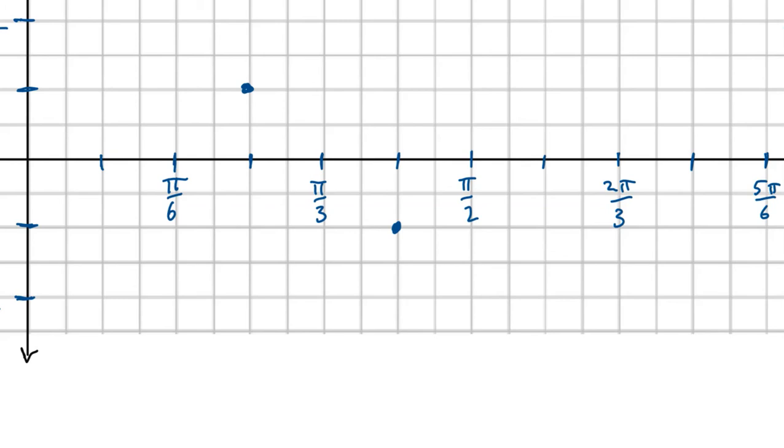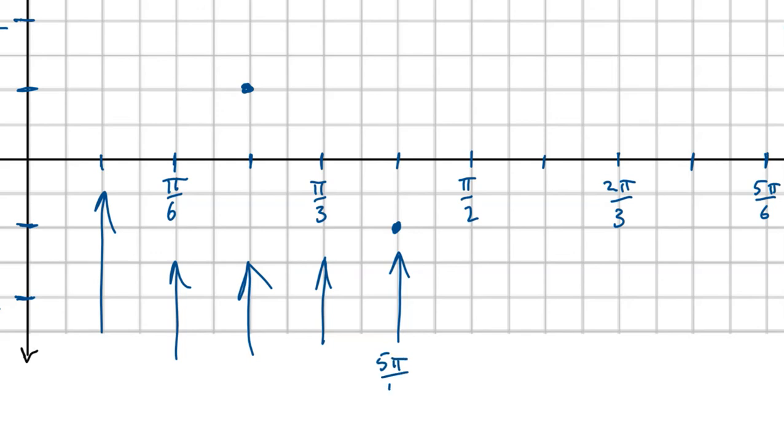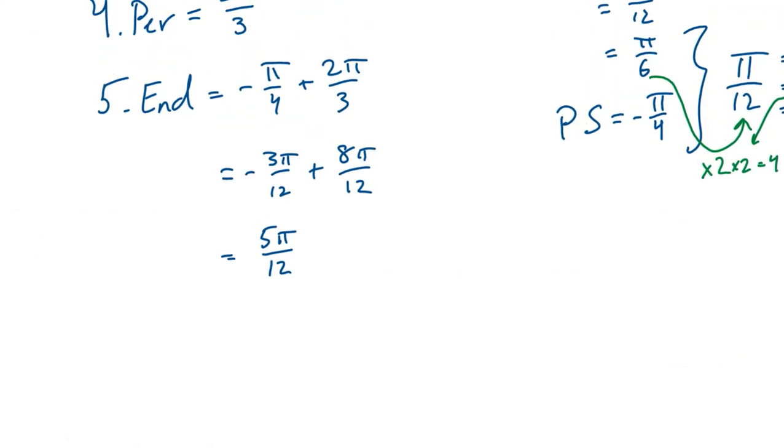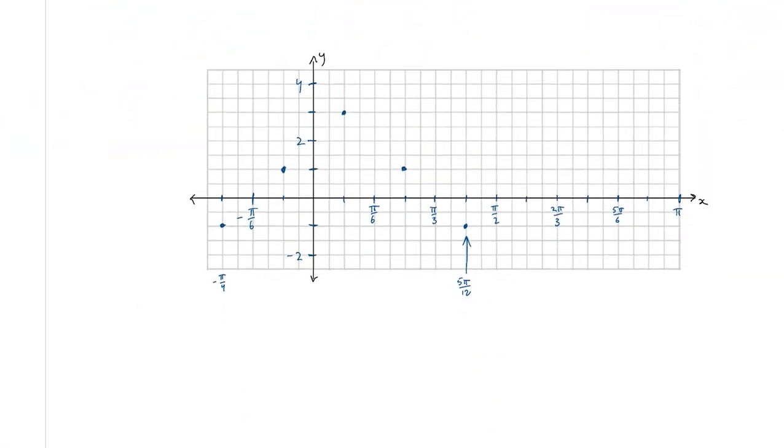All my little tick marks are pi by 12s, because I labeled every 2, but I was ticking at every pi by 12. Everybody watch: 1 pi by 12, 2 pi by 12, 3 pi by 12, 4 pi by 12, 5 pi by 12, our end. So looks like everything worked out.